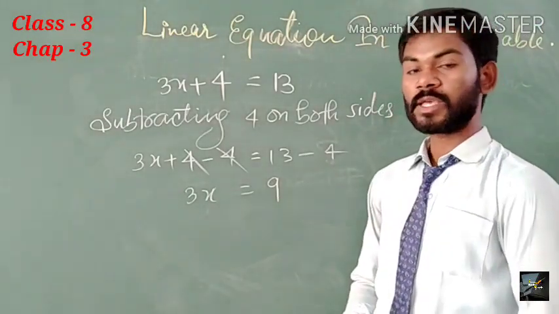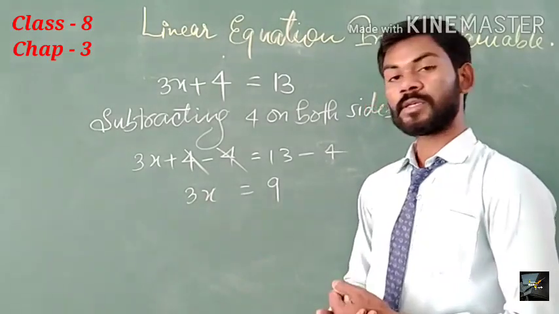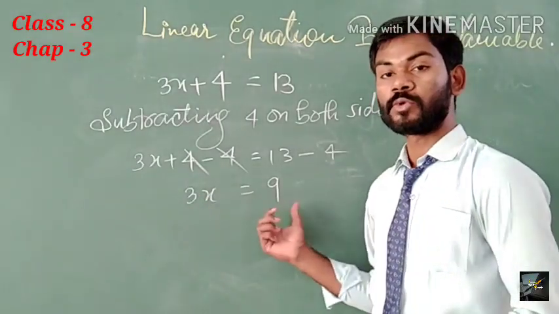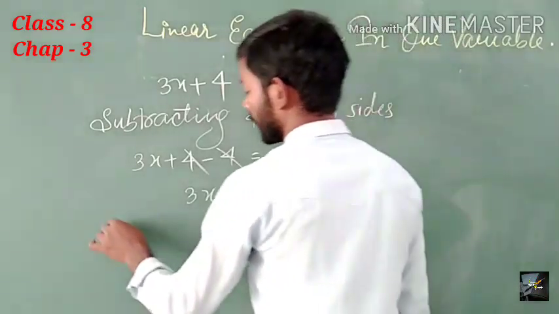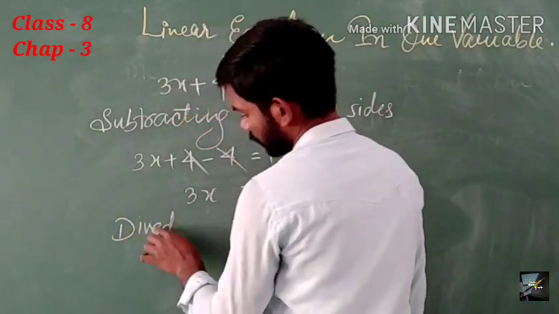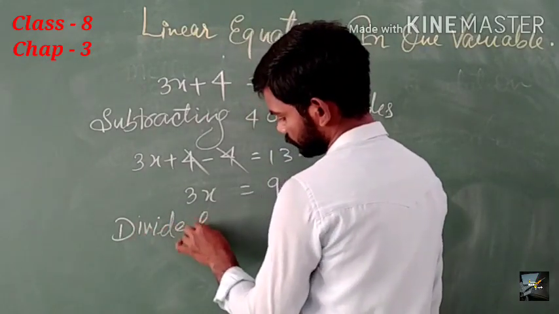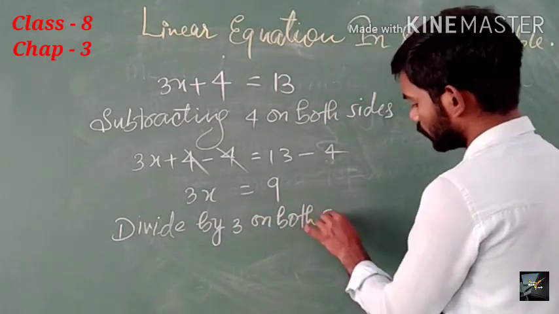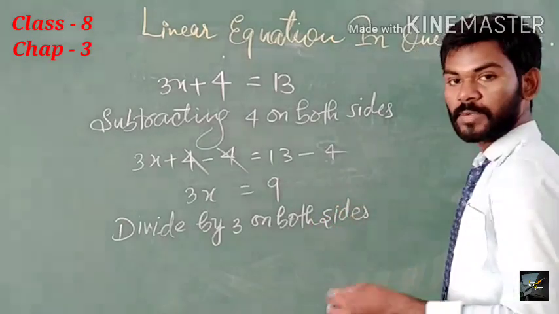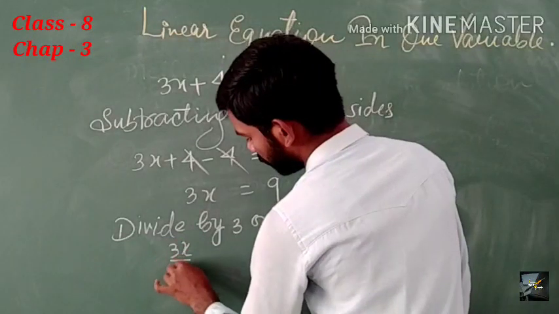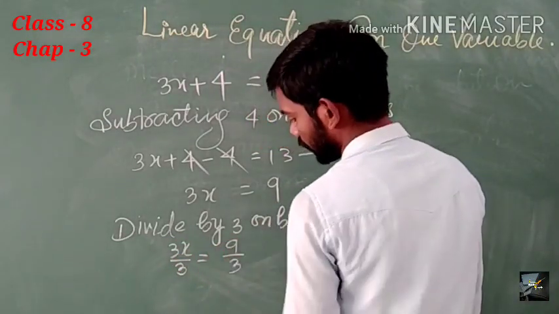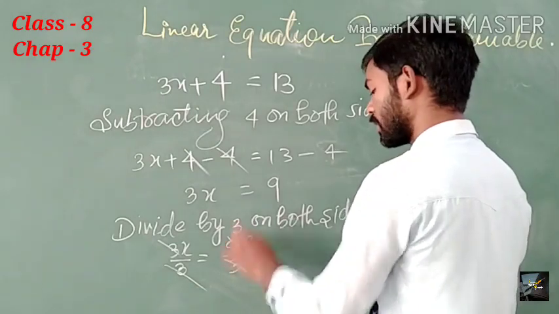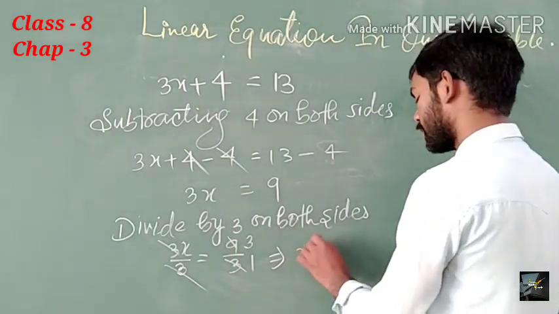In the next, we can see that 3 is multiplied by x. In order to eliminate 3, we have to divide both sides by 3. Therefore, we write divide by 3 on both sides. So when we divide, we get 3x upon 3 is equal to 9 upon 3. So here 3 and 3 cancelled out, and 3 ones are 3 and 3 threes are 9. So this implies x is equal to 3.